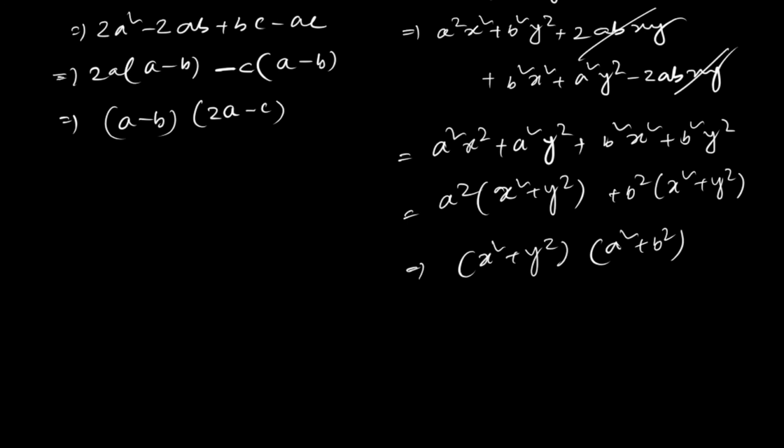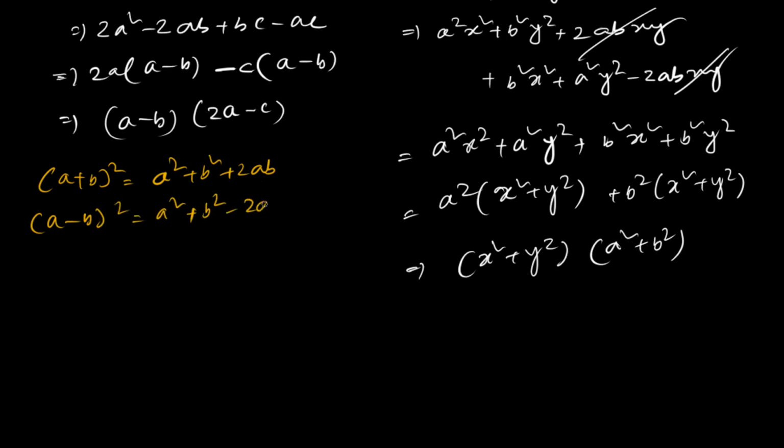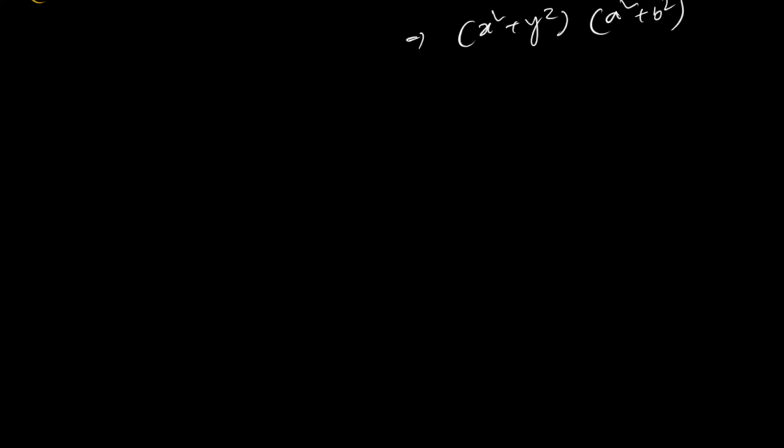The formulas I have used here are a plus b whole square equals a square plus b square plus 2ab, and the other one I have used is a minus b whole square equals a square plus b square minus 2ab. So these are the formulas I have used in the question.